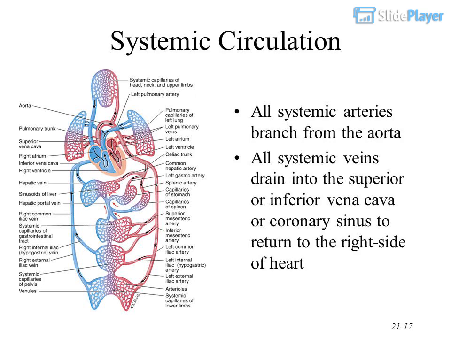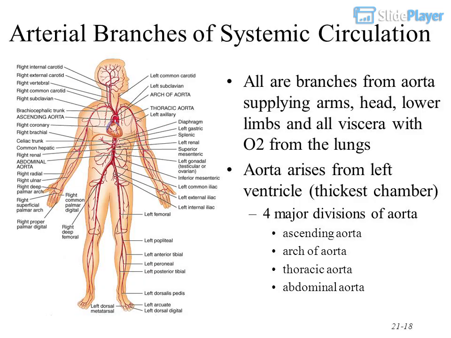Systemic circulation. All systemic arteries branch from the aorta. All systemic veins drain into the superior or inferior vena cava or the coronary sinus to return to the right side of the heart. Arterial branches of systemic circulation are all branches from the aorta, supplying the arms, head, lower limbs and all viscera with oxygen from the lungs.